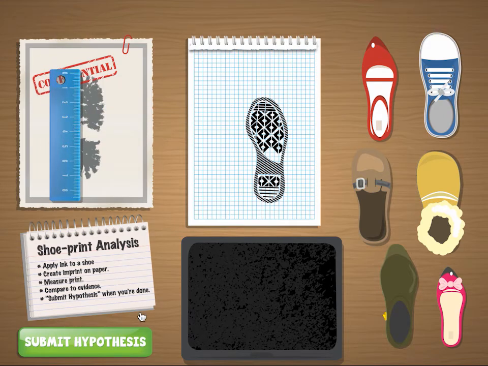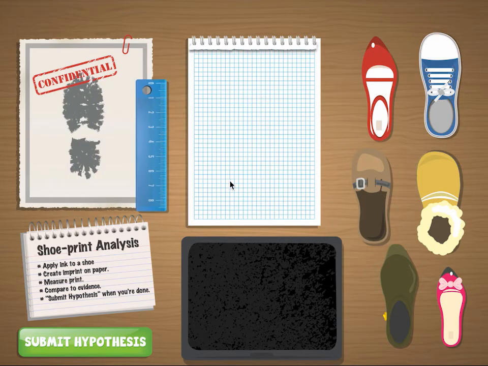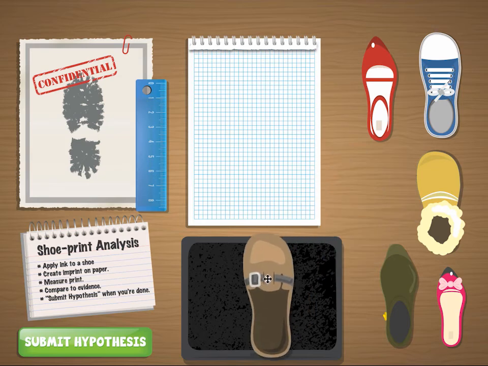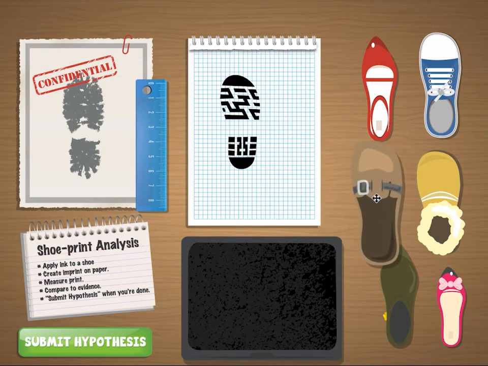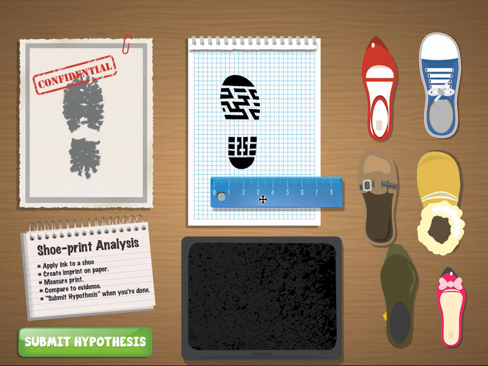To get started, grab a shoe and apply some ink to its sole. Then press the shoe to the grid tablet to make an impression. Compare your shoe print to the crime scene photo. When you're confident that you have a match, click Submit Hypothesis and explain why.